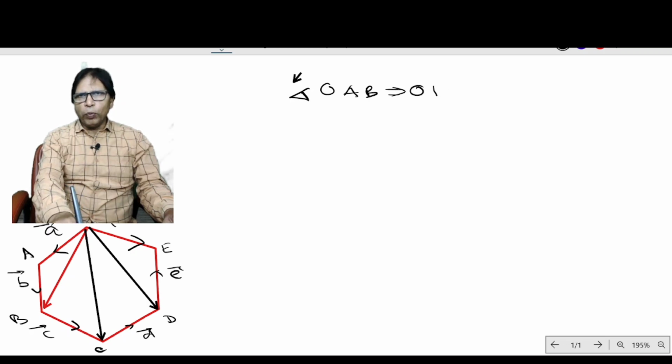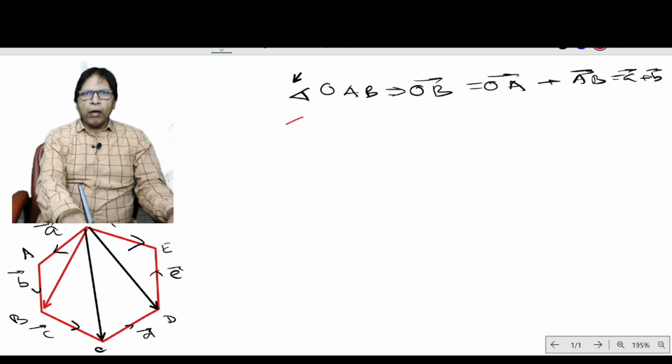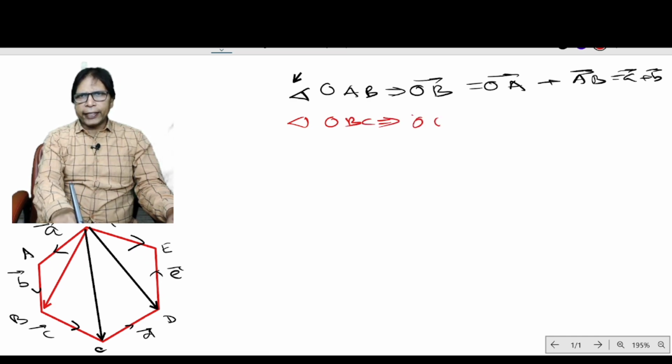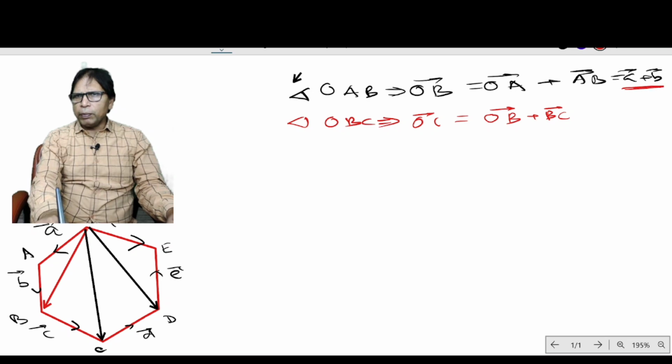Look at this. Here the OB vector equals the OA vector plus the AB vector, so this is the A vector plus the B vector. No problem. From triangle OBC, the OC vector is equal to the OB vector plus the BC vector. Now the OB vector is equal to the A vector plus the B vector, so this is the A vector plus the B vector plus the C vector.